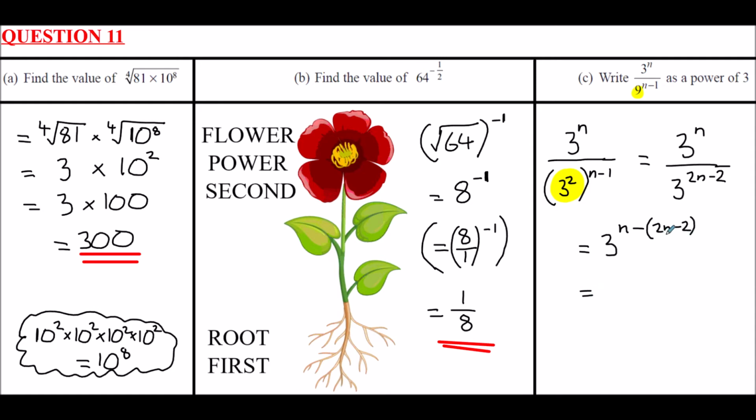Just be very careful of these negatives. Because we're minusing minus 2, if you minus a minus, it makes a plus. So minus minus 2 gives us plus 2. And n, take away 2n, gives us minus n overall. So the overall power of 3 we have is 3 to the power of 2 minus n.